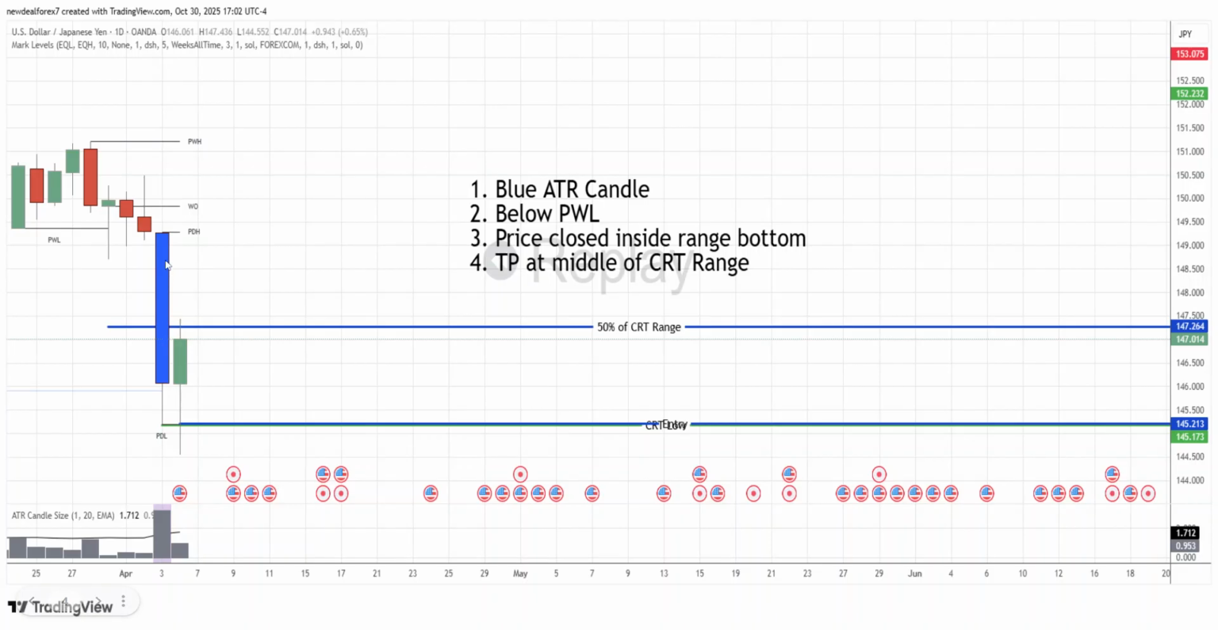So if the ADR is like 50 and this pair has moved like 100 pips to the downside, we just expect somewhat of a retrace the next day. We're not expecting a reversal or anything. We're really just trying to catch a pullback, and ideally our move, we want to see it get to about 50% of this range candle. So that's how we do that.